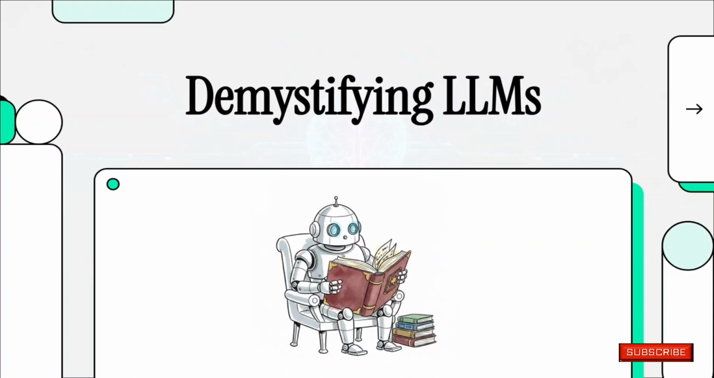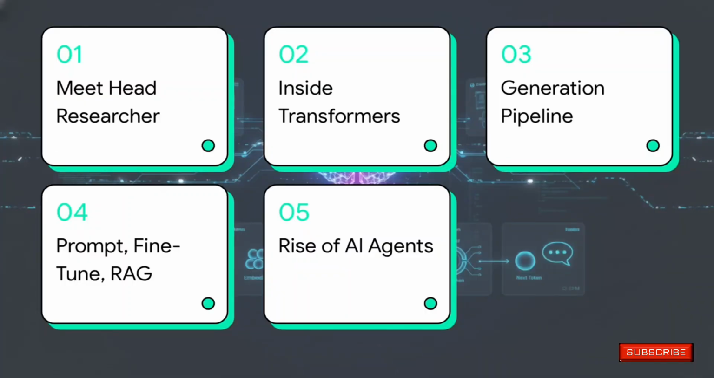We're going to break this whole thing down, starting from high-level, intuitive concepts, and then we'll work our way all the way down into the actual engineering engine room. Here's our roadmap for this explainer. First, meet your digital head researcher. Second, inside the transformer architecture. Third, the text generation pipeline. Fourth, prompting, fine-tuning, and RAG. And finally, number 5, the rise of AI agents.